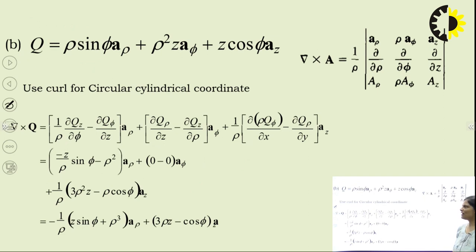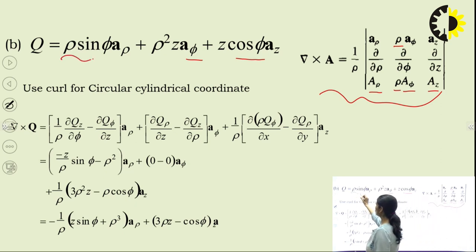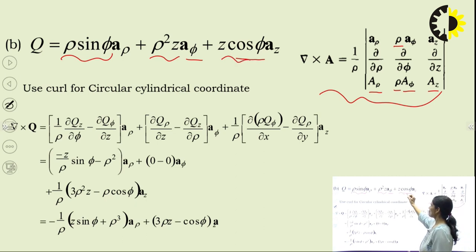Now, the second one is you have to find out curl for cylindrical coordinate. Now, this is your question, Q is equal to rho sin phi unit vector of rho plus rho square z unit vector of phi plus z cos phi unit vector of z. Now, this is the formula for curl of vector Q in cylindrical coordinate: 1 upon rho, unit vector of rho, unit vector of phi, unit vector of z, here you have to multiply by rho, del upon del rho, del upon del phi, del upon del z, here write down a rho, a phi, a z, multiply this a phi by rho. Now here a rho is equal to rho sin phi, a phi is equal to rho square z and a z is equal to z cos phi. So put all these values and find out the matrix and you will get this result.